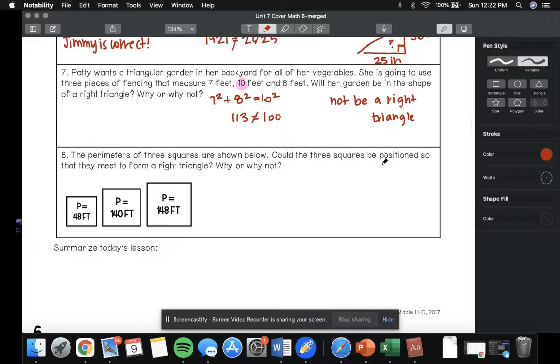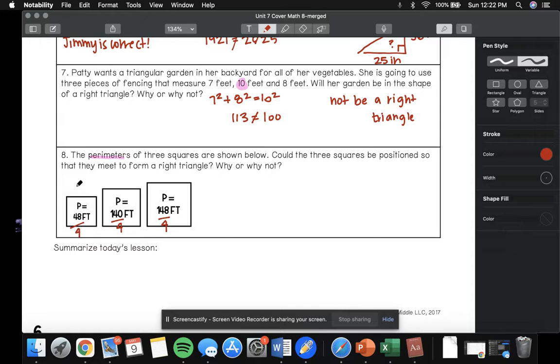Okay, the perimeters of 3 squares are shown below. Could the 3 squares be positioned so that they form a right triangle? We have to remember that this word right here, perimeter, is the outside, all 4 sides added together. So what we need to do is find the side of one of them. So we actually need to divide all of these by 4, because this is all 4 sides added together.